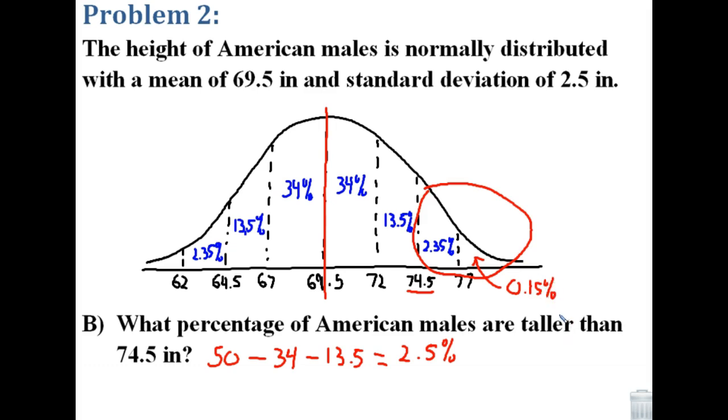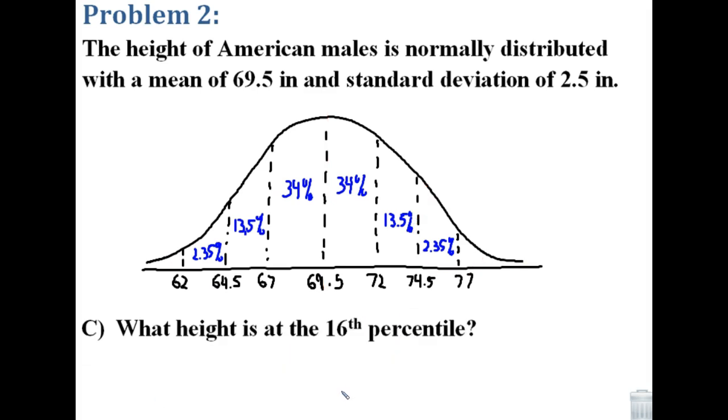Okay, I'm not a fan of memorizing extra stuff, but if you're good at memorizing, one other way you could do is memorize that it's 0.15% above 3 standard deviations, and it's also 0.15% below. Okay, that'd be an alternative way to do this question.